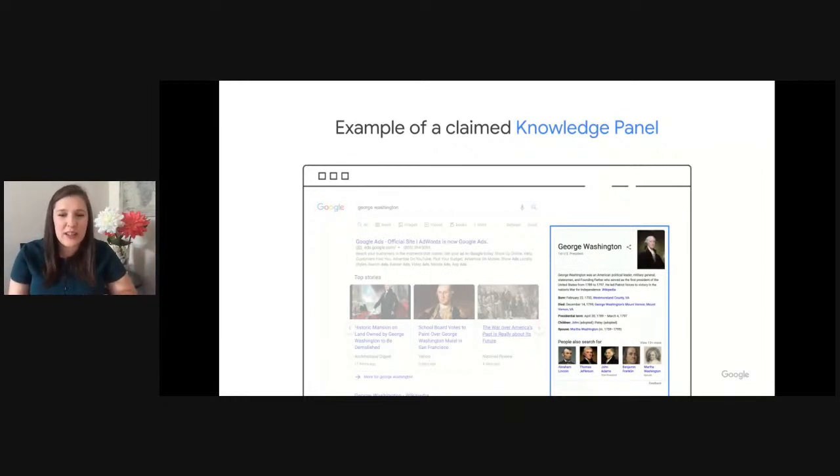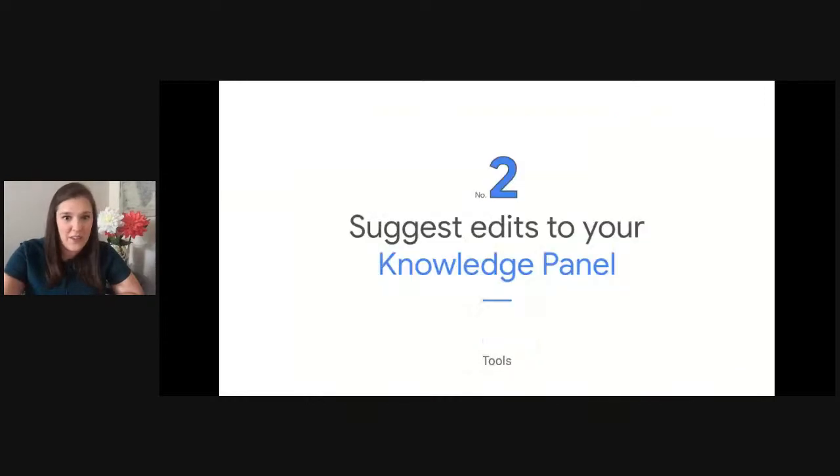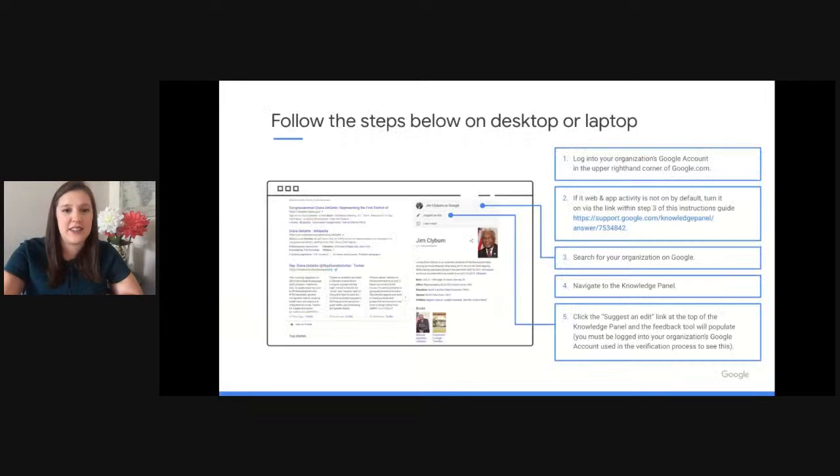This is an example of a claimed knowledge panel. Essentially, the little Claim This Knowledge Panel button goes away, and you're able to suggest edits on the panel. So how do we actually do that? Suggesting edits. So follow the steps in order to suggest edits on your knowledge panel.